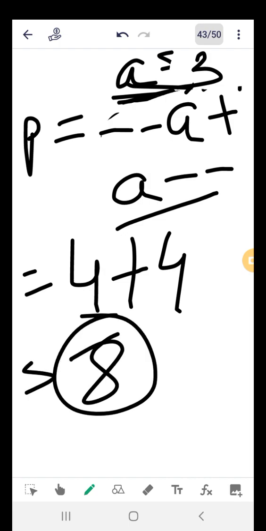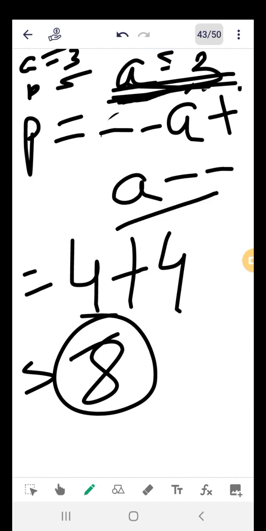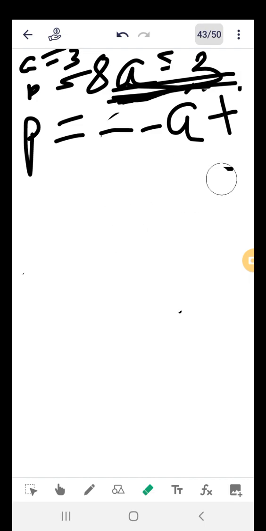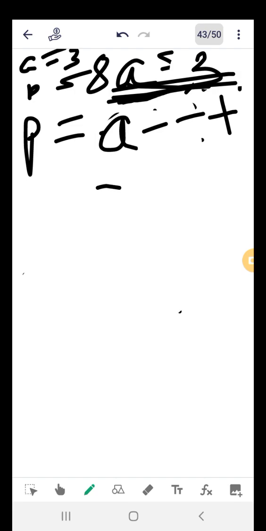So the value of P is 8, and the value of A is 3. Okay, now we will try one more. This is minus minus A and this was A minus minus. Now let's change it: minus minus A plus minus minus A, and the value of A was 5. We will use that value only.